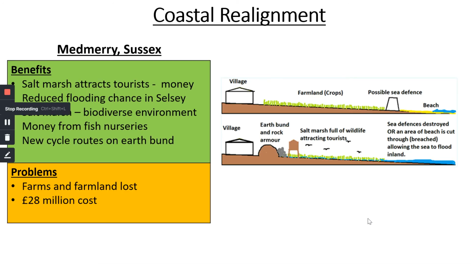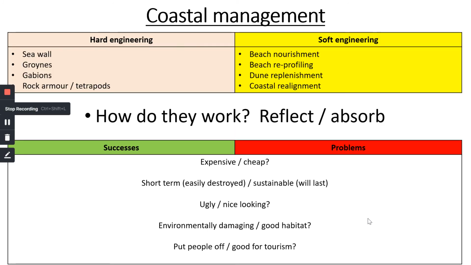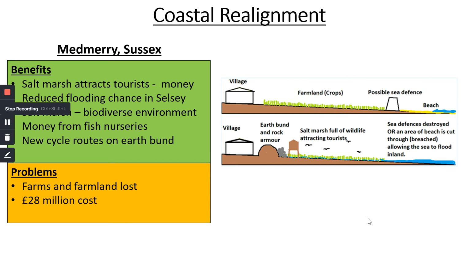And last bit, if you get a question that wants a specific case study, wants you to name an example of a coastal management strategy, all of these are coastal management strategies, but this is your case study, okay? And it is a coastal realignment strategy. We looked at Medmerry, Sussex, in a lesson, and again, we'll probably go over this, but very quickly next year. And coastal realignment is allowing the sea to flood inland.